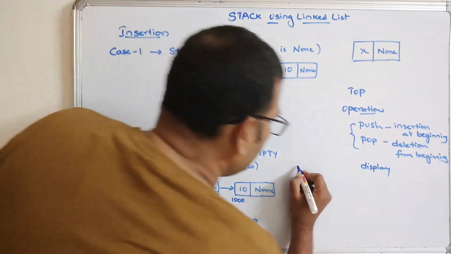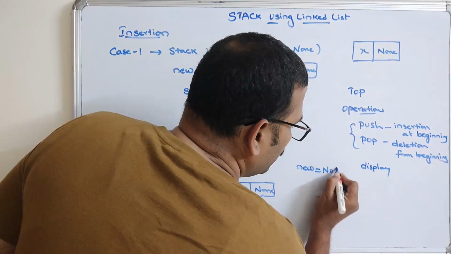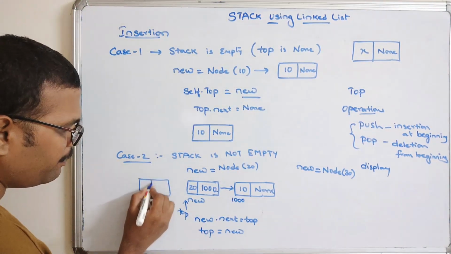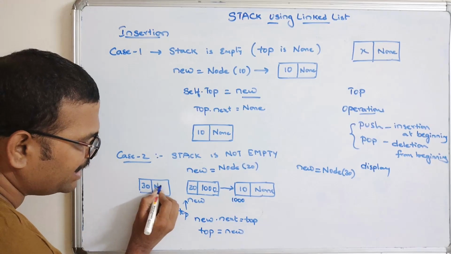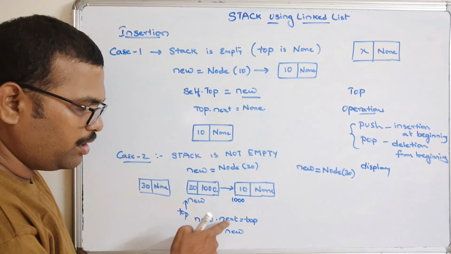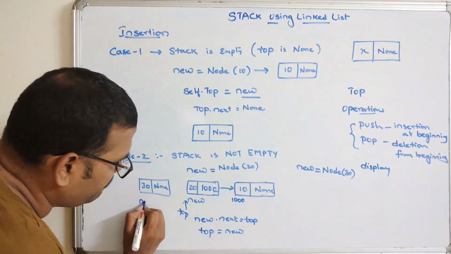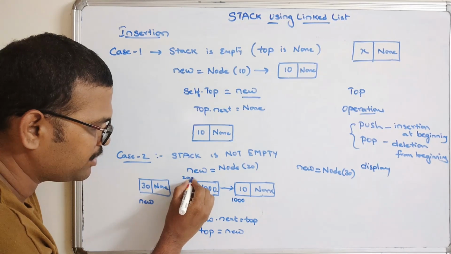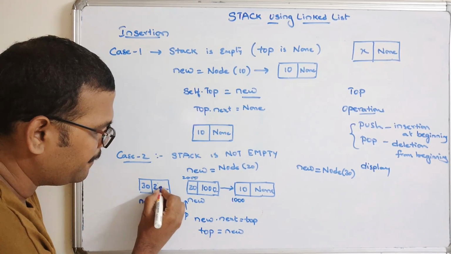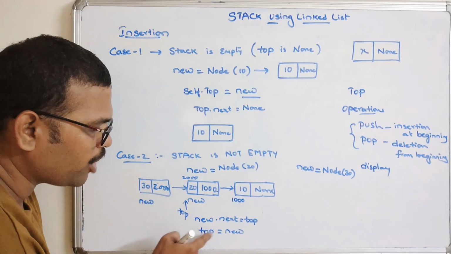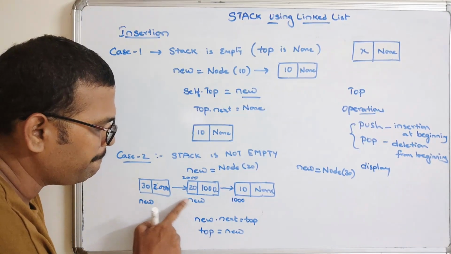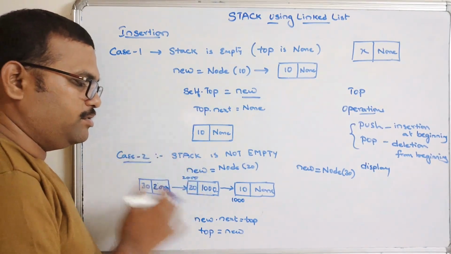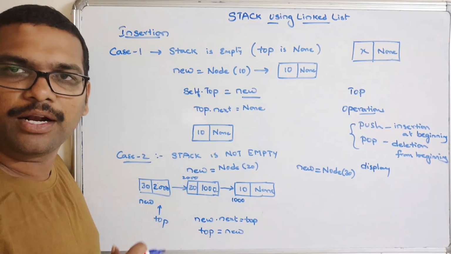So whenever you insert one more element, new is equal to node of 30. Again, see, one more node is created, 30, and initially its next is none. So new.next is equal to top. So this is a new. Top means this one. Let the address be 2000. So this will be replaced with 2000. Immediately the link will be established and top is equal to new. So now the top will be assigned to here, right?